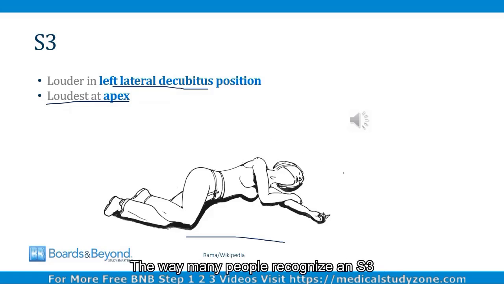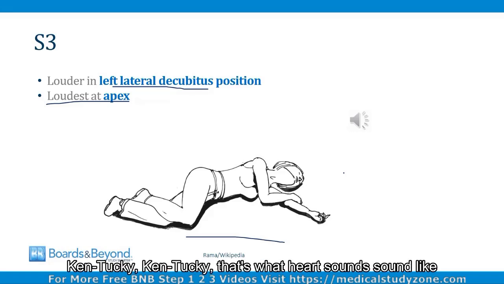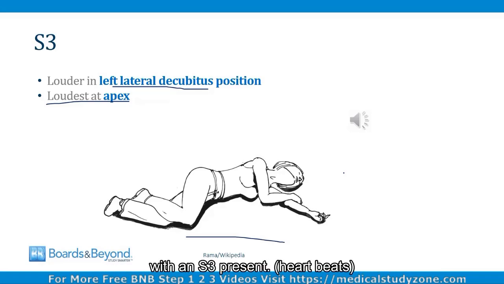The way many people recognize an S3 is by listening for the word Kentucky. So Ken is the S1 and Tucky is the S2 and the S3 together. Kentucky, Kentucky. That's what heart sounds sound like with an S3 present.